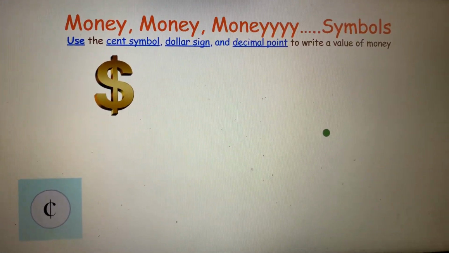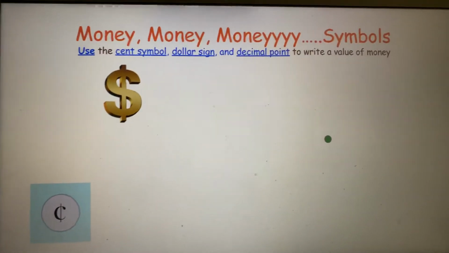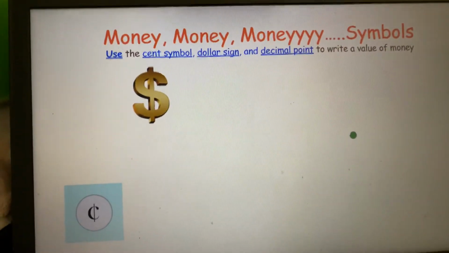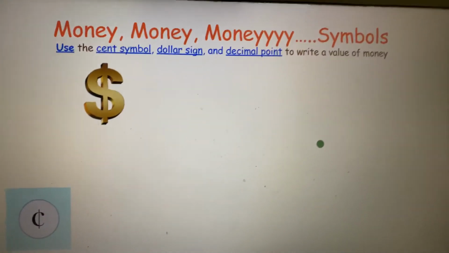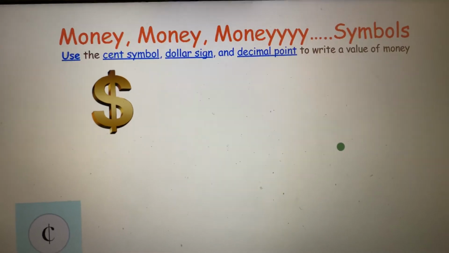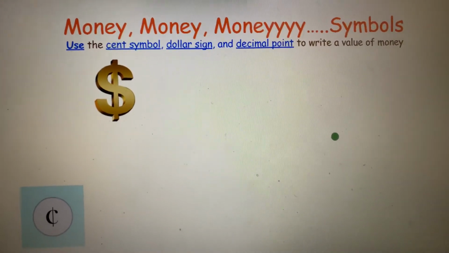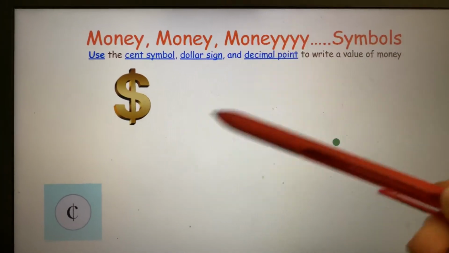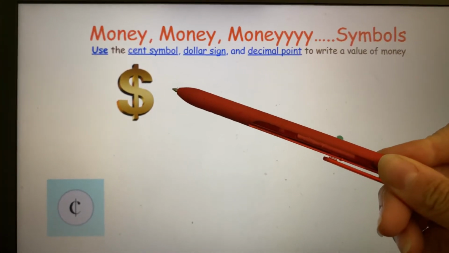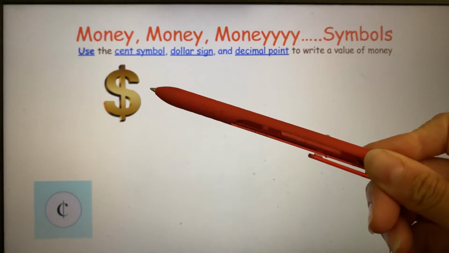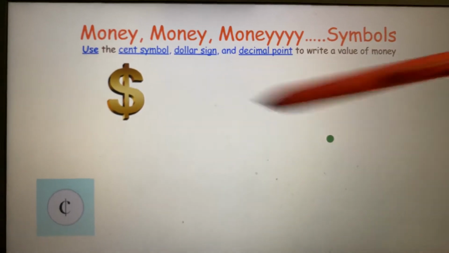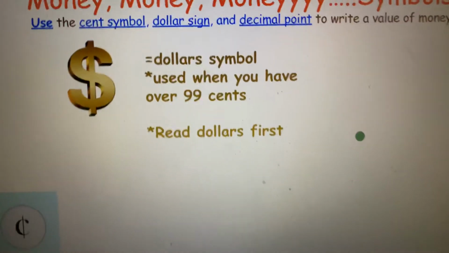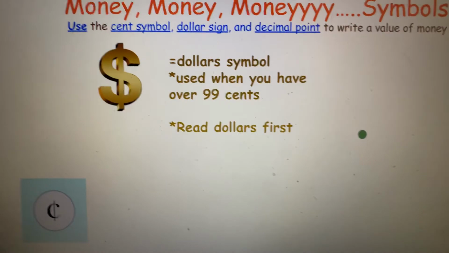So the very first sign, or symbol, that we are going to talk about. Sign and symbol are synonyms, so I can use them at any point throughout this video and know that I'm talking about symbols if I say sign, or sign if I'm talking about a symbol. We're going to be talking about this symbol right here. And when you use this letter S with the little line through it, that's the dollar symbol, and it's used when you have over 99 cents.